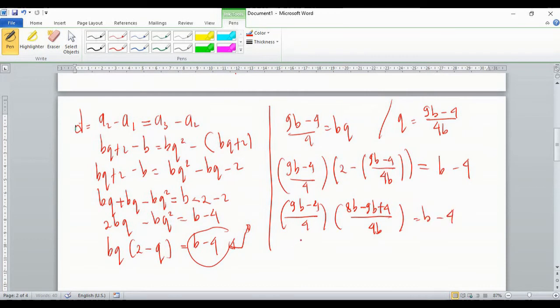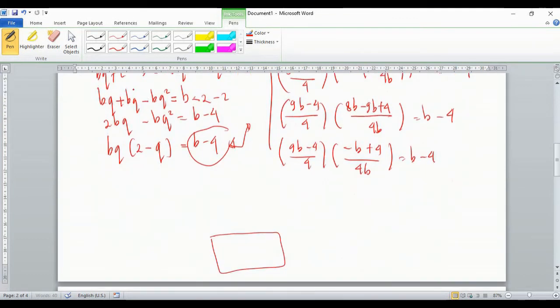So from here, we get that 9b, oh sorry, let me erase this one. 9b minus 4 over 4, open bracket, minus b plus 4 over 4b, b minus 4. So from here, you need to simplify them. Wait, let me write this one. To get the 4 times 4b, we can put it on the right side. So to be this one, 16b, open b minus 4.